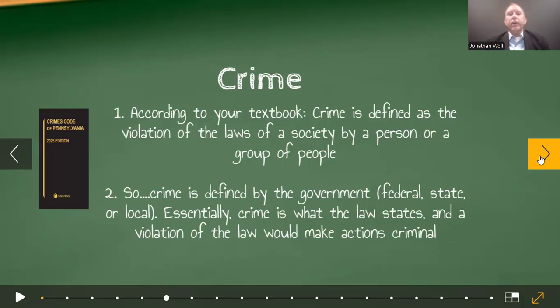So number 2 here on your slide, it simply says, so crime is defined by the government, the federal government, state government, or local government that have the power to create laws. And essentially, crime is what the law says. And a violation of the law would make actions criminal.